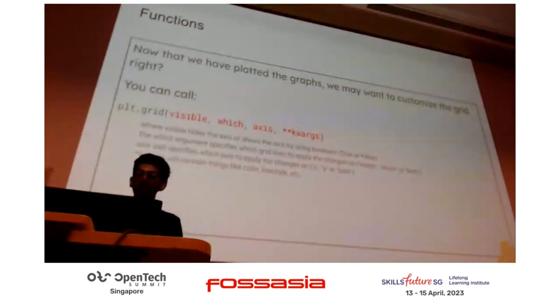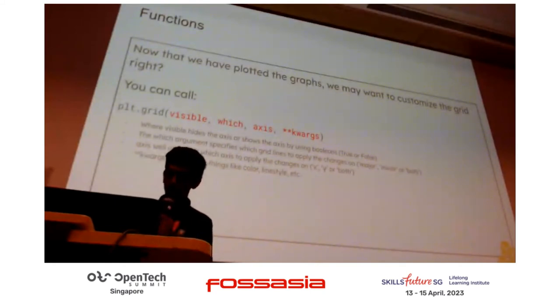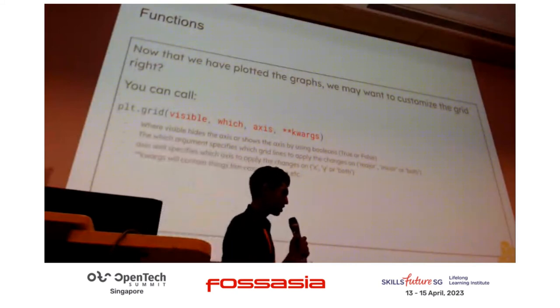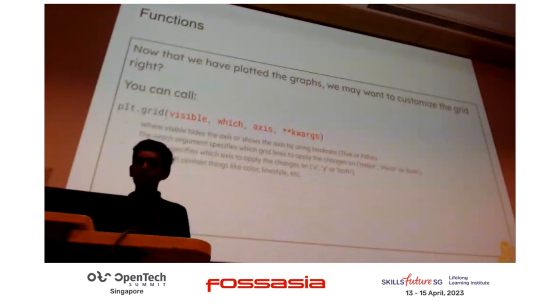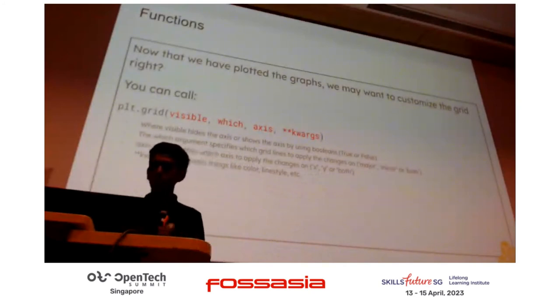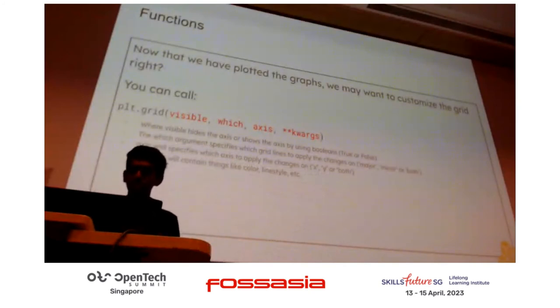And you can also use keyword arguments, kwargs. What keyword arguments mean is that you can pass in parameters such as your color, line style, and other parameters to customize your plot.